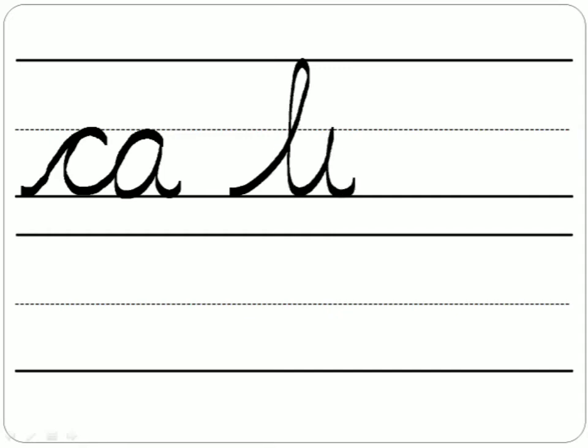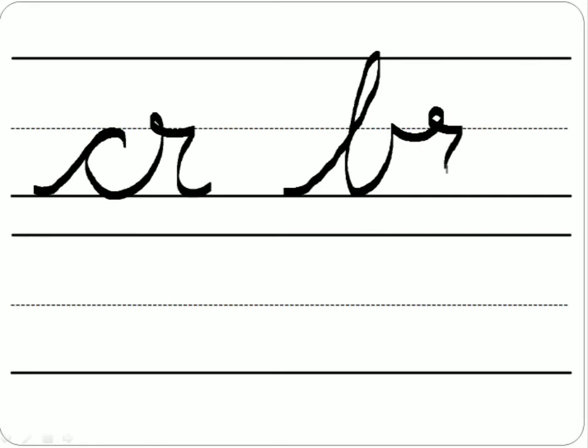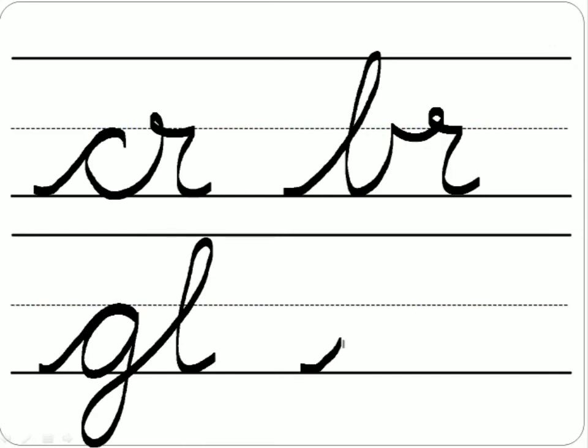Practicing letter connections is extremely important. Let's start with the consonant and vowel. C and A, or L, I, S, U, P, E. Practicing two consonants is also very important, like C, R. This one can be tricky for many students. B, R, G, L, or P, L.